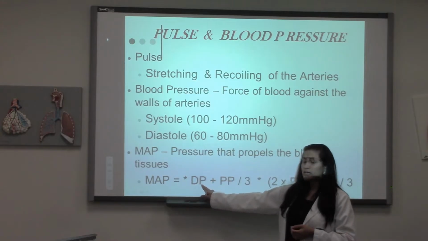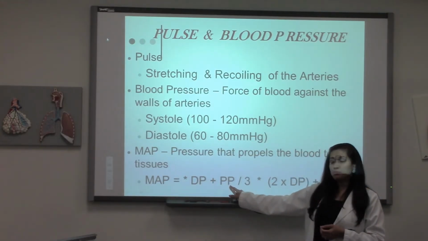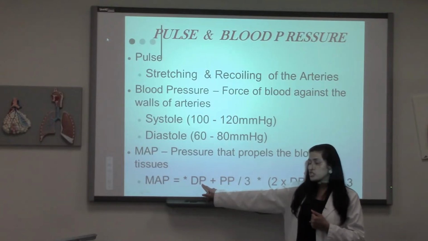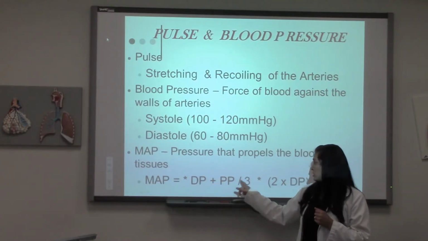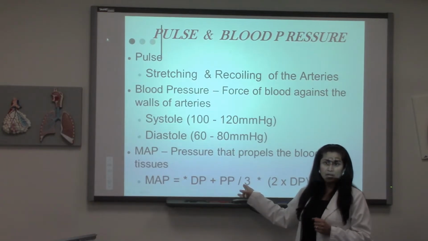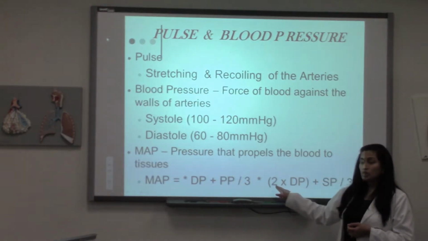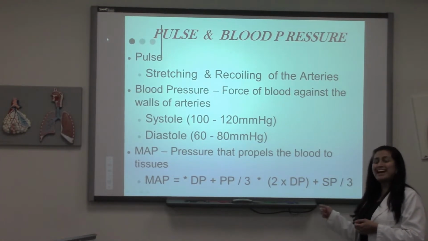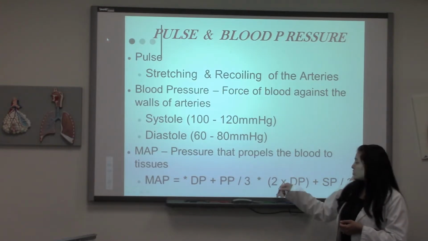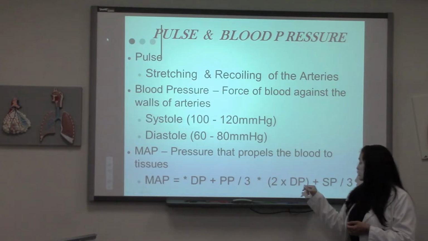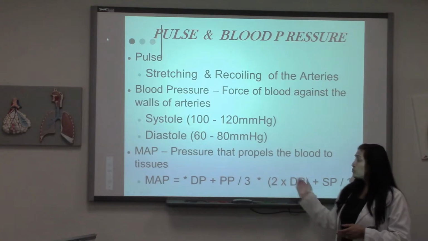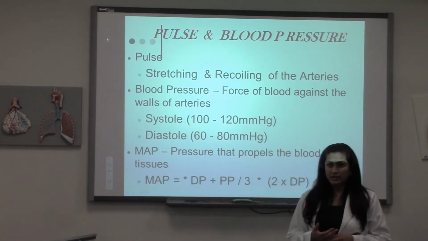So diastolic pressure plus pulse pressure divided by 3. That's one way to calculate MAP, mean arterial pressure. Another equation you can use is 2 times the diastolic pressure plus the systolic pressure, all divided by 3. Regardless of which equation you use, it will give you the same answer.